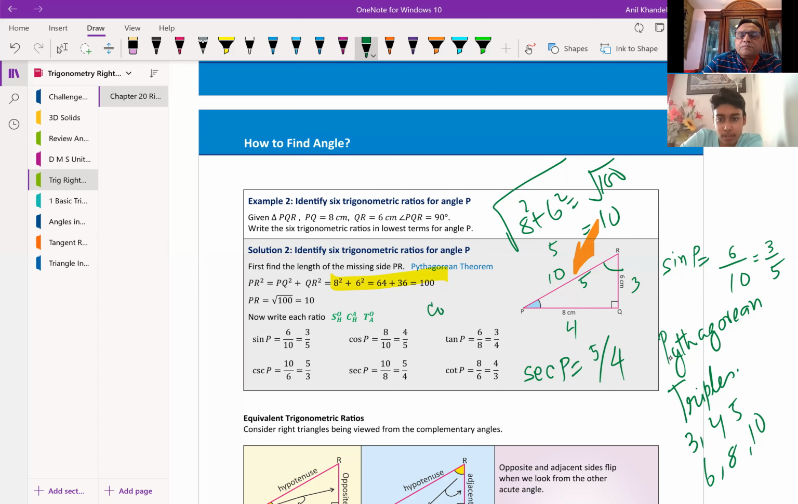Cosine of R, so adjacent over hypotenuse. Yes. 6/10. So 3/5, sir. Very good job. So you will notice that cos of R is equal to sine of P. Do you see that? Cos of R is basically equal to sine of P, 3/5. Why is it so?